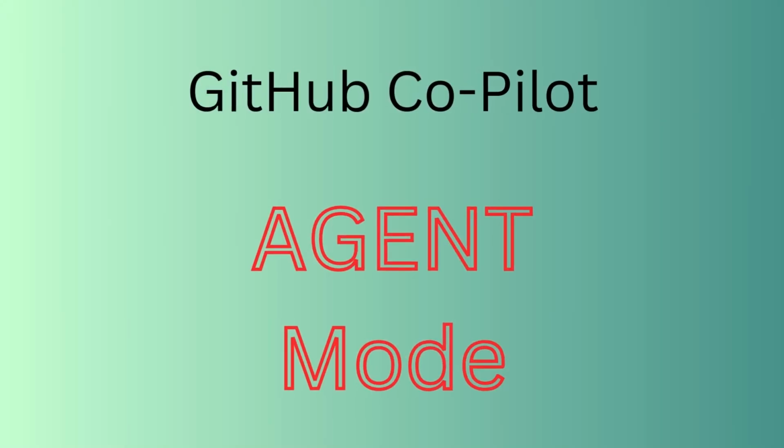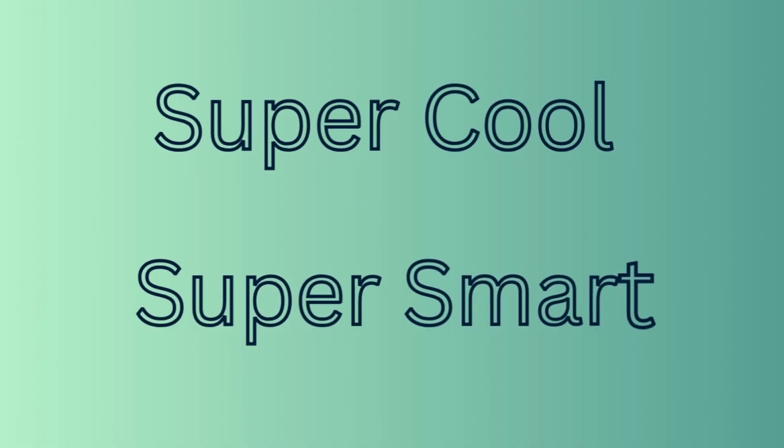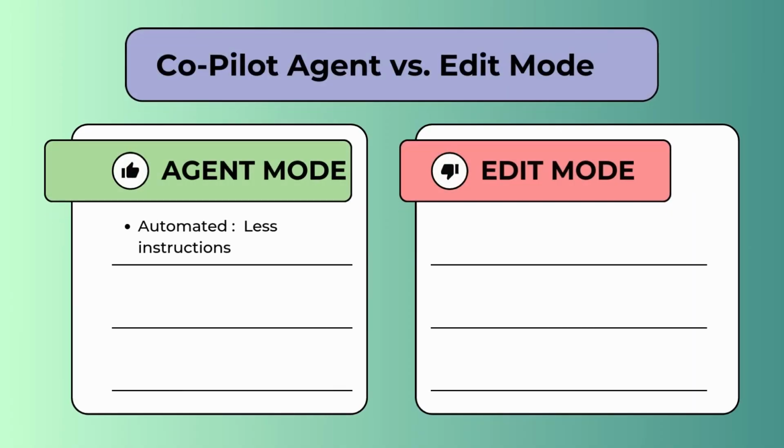Hey there, let's quickly talk about the agent mode in GitHub Copilot. It's a super powerful and super cool feature built on top of the edit mode. This agent mode can do a lot of things on its own without any manual intervention. Once you know what it can do, you will be surprised.